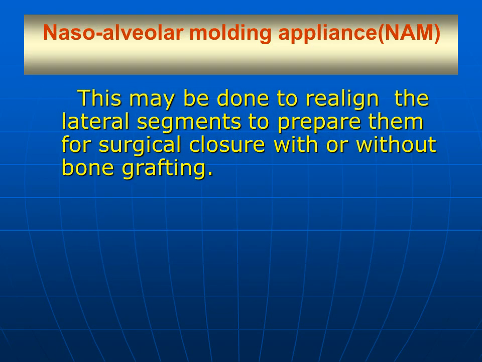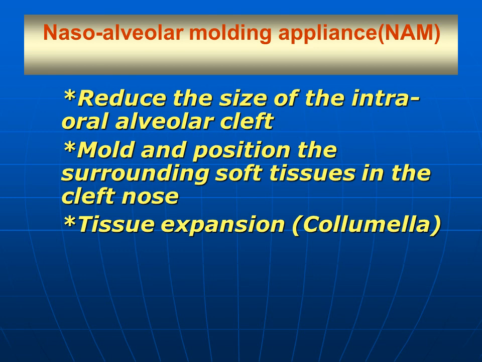The second type of appliance, we call it mesoalveolar molding device. This may be done to realign the lateral segments to prepare them for surgical closure with or without bone grafting. It realigns the lateral palatal segments before surgical closure. This appliance is very helpful because it will reduce the size of the intraoral alveolar cleft before surgical closure. Also, it will mold and position the surrounding soft tissues in the cleft nose.